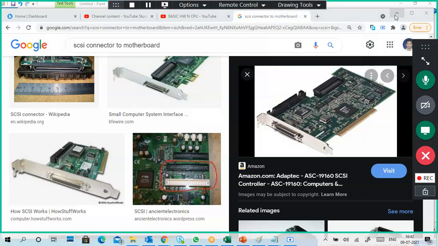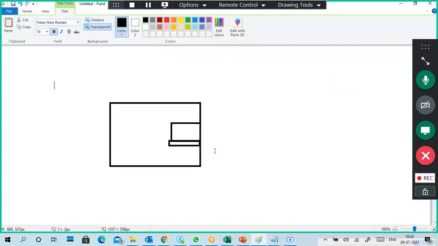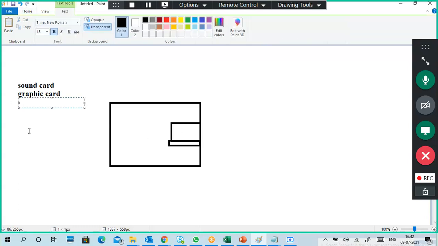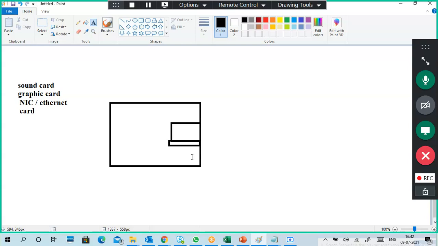NIC. What is NIC? Network interface card. That is also an interface card only. Like a NIC card or Ethernet card. How do you connect it to your PC? Same thing. This card we can also connect to our PCI slot. Now, what is the content of this card? I'm reviewing this to avoid confusion between what I'm telling and what I've written.